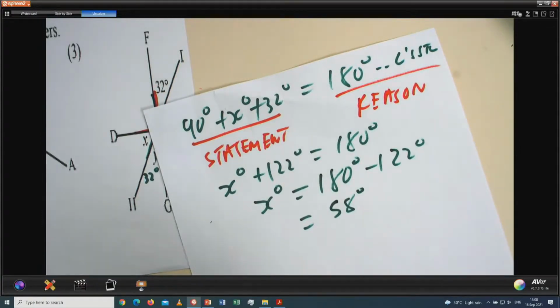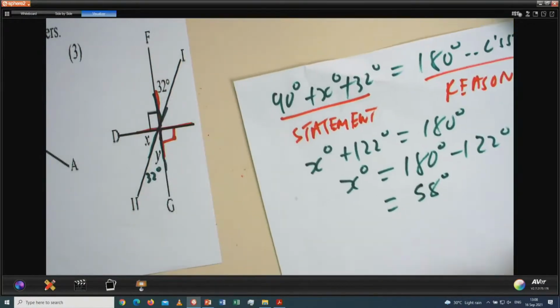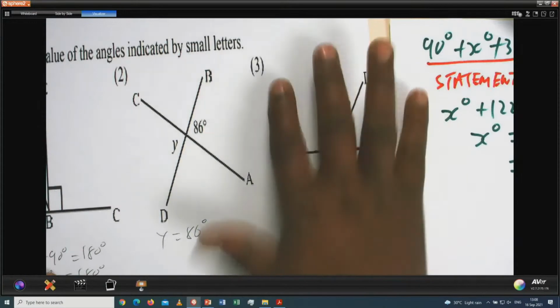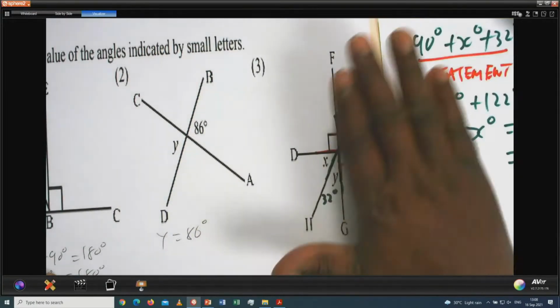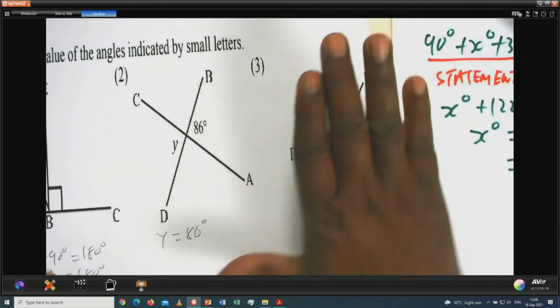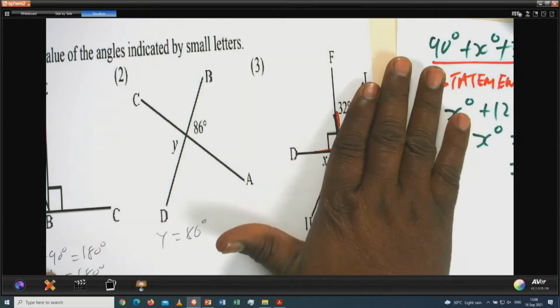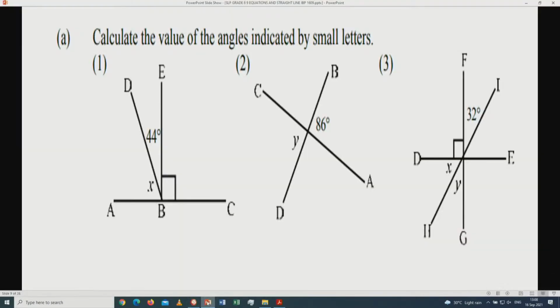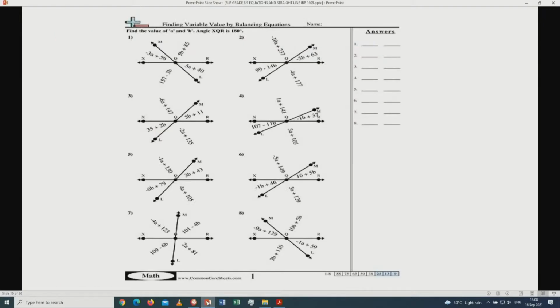Step by step. Step by step. It might look complex or intimidating, but do it step by step. Divide it into relationships, you know, straight line, vertically opposite, straight line, vertically opposite. Vertically opposite and straight line.